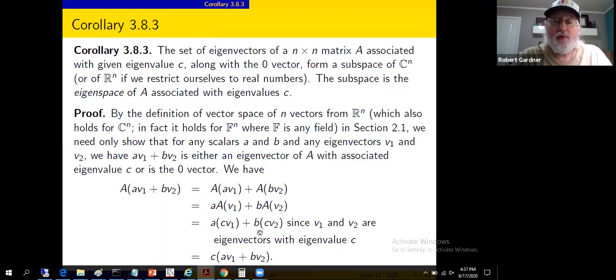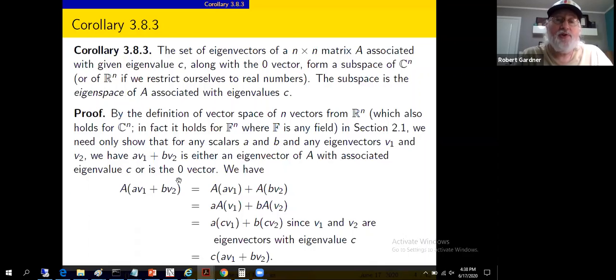We can pull the C out front and do some rearranging with the scalars, and we get C times (aV1 plus bV2). So we've shown that this vector, aV1 plus bV2, when multiplied on the left by A, gives scalar C times that vector. That means this vector is an eigenvector of matrix A, unless it's a zero vector. So it's either an eigenvector or else it's the zero vector, which doesn't count as an eigenvector. But that's what we were trying to show.